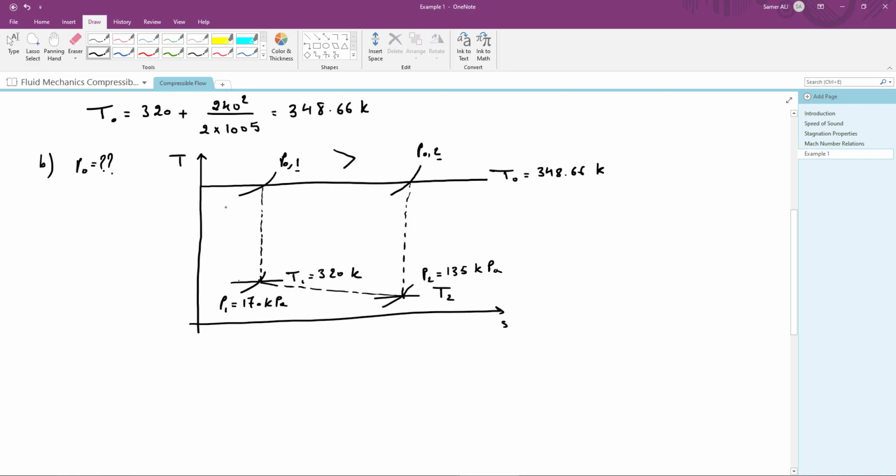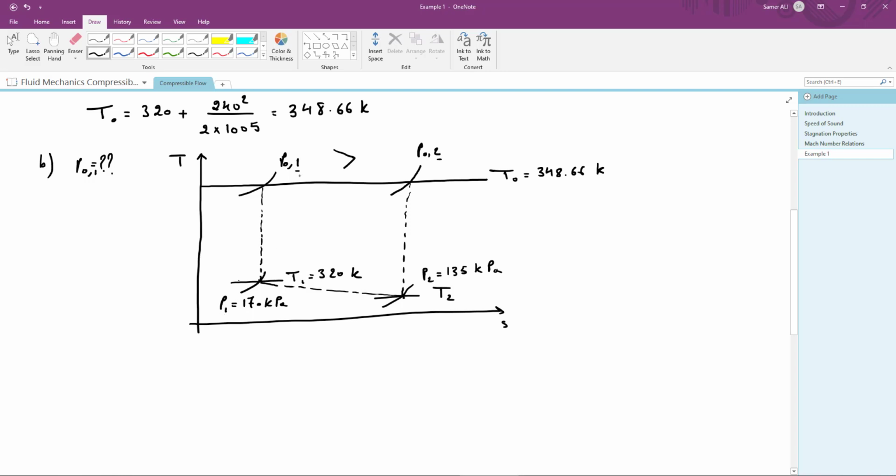It will change, since this is an adiabatic process and not an isentropic process. Of course, for this adiabatic process, the stagnation temperature will remain constant. However, as you can see from the TS diagram, the stagnation pressure will change as we go from state 1 to state 2. Okay?